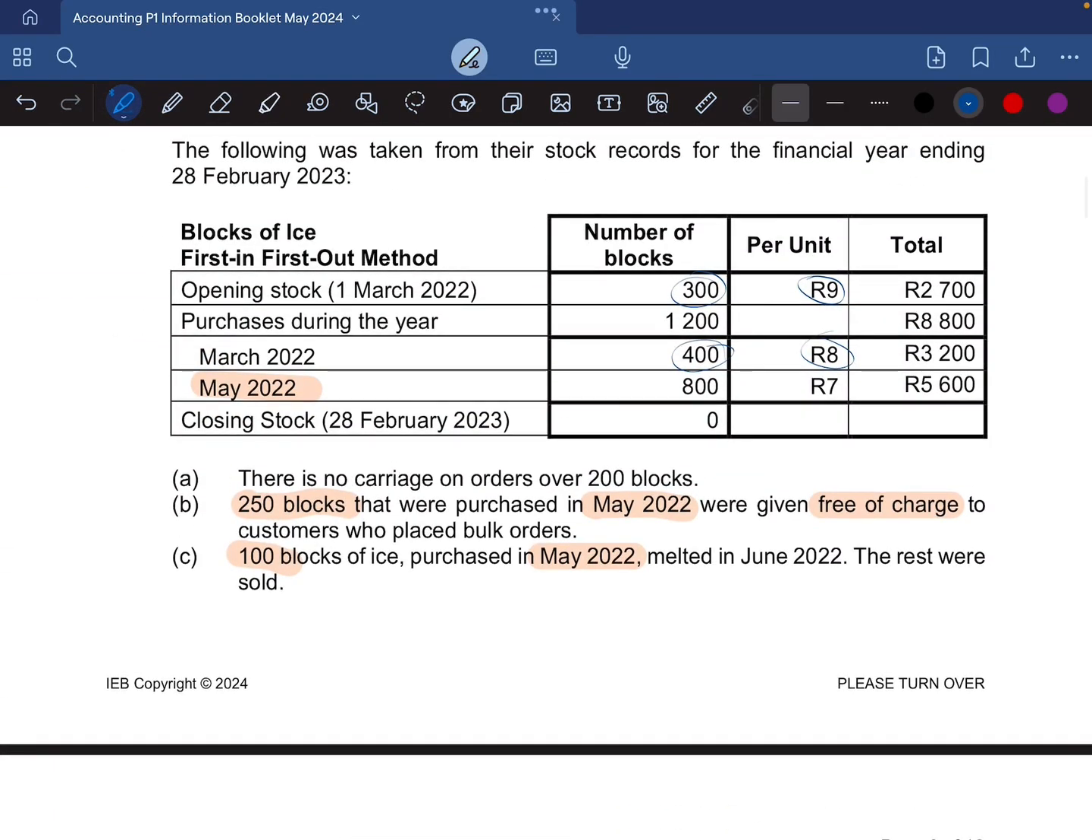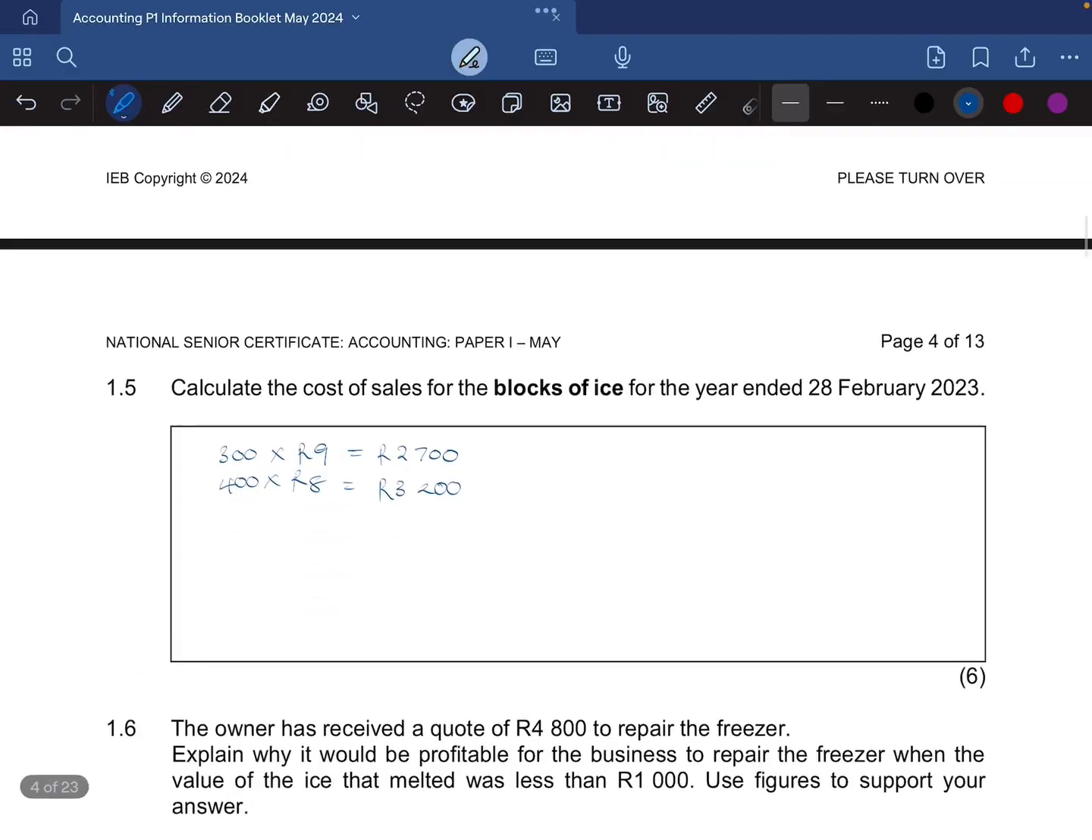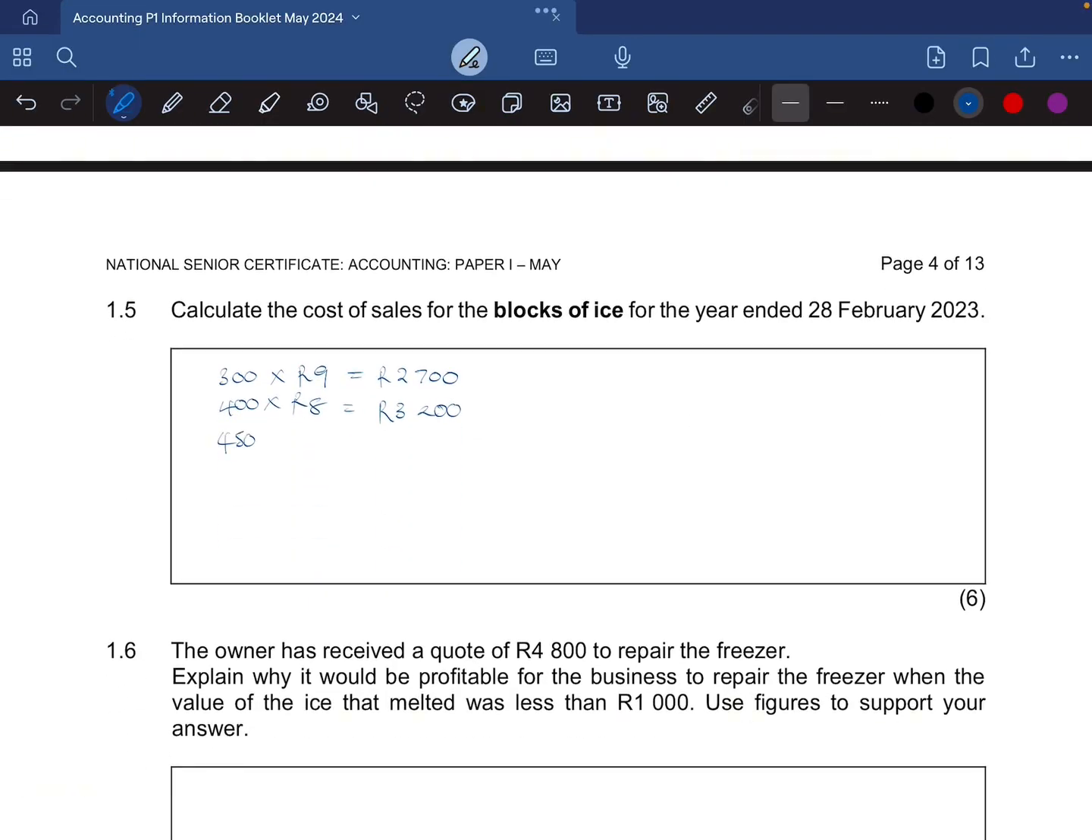And then lastly, the ones that we had in May 2022. Remember, we had 800, minus the 250 that we gave free of charge, minus the 100 that we were not able to sell because they melted. So actually we have sold 800 minus 250 minus 100, which is 450 blocks, okay, at a cost of 7 rands per unit.